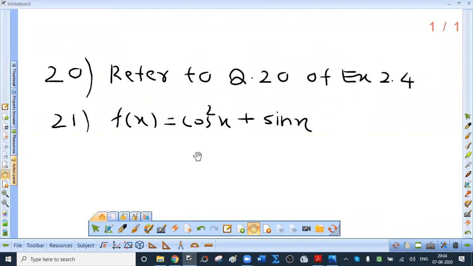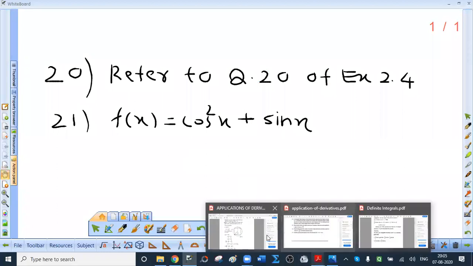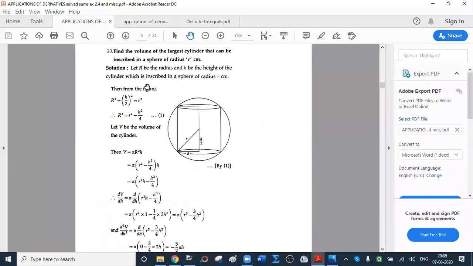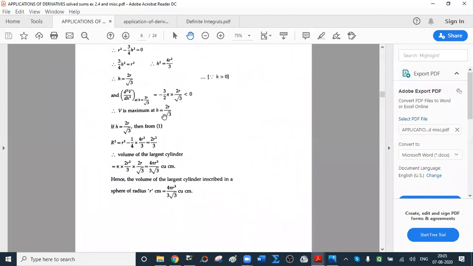You have to refer to question 20 of exercise 2.4. I'll show you that sum. We had done that. See, this is the sum. The sum was framed as find the volume of the largest cylinder that can be inscribed in a sphere of radius r. So in that we proved h equal to 2r upon root 3. Now in this sum, the same thing is asked: that for maximum volume, height is 2r upon root 3. Also find the maximum volume. So this is the maximum volume. Okay, good.